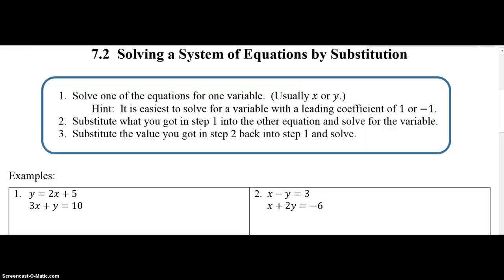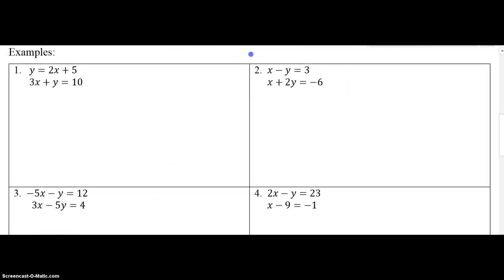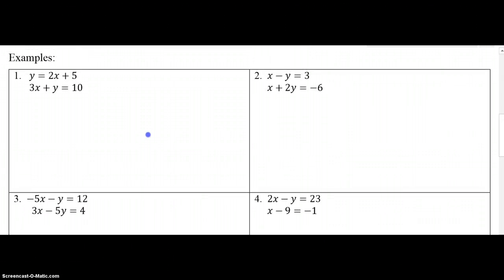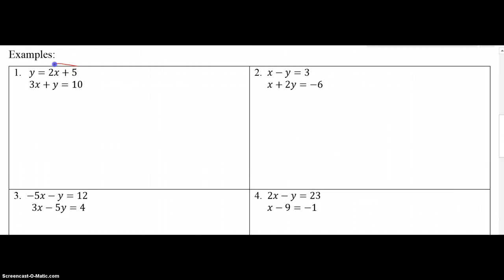So for number 1, step 1 is to solve one of the equations for one variable. Again, that means get one of the variables by itself. So is that already done? Yes. In problem number 1, y is already by itself. Y is equal to 2x plus 5. Circle it. Y is equal to 2x plus 5.